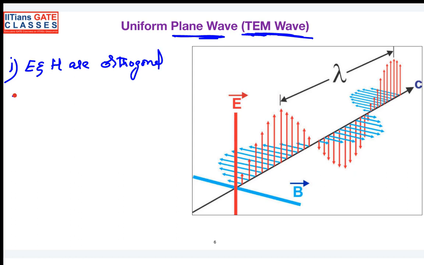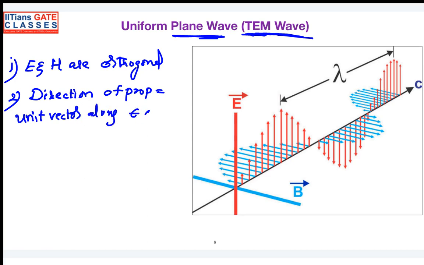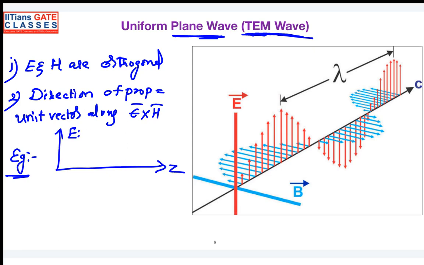And the second thing, the direction of wave propagation will be a unit vector along the cross product of E and H. Okay, I will give you a simple example, then you can understand this uniform plane wave. Suppose the wave is propagating in the Z direction. I have my electric field in X direction and I have my magnetic field in Y direction.